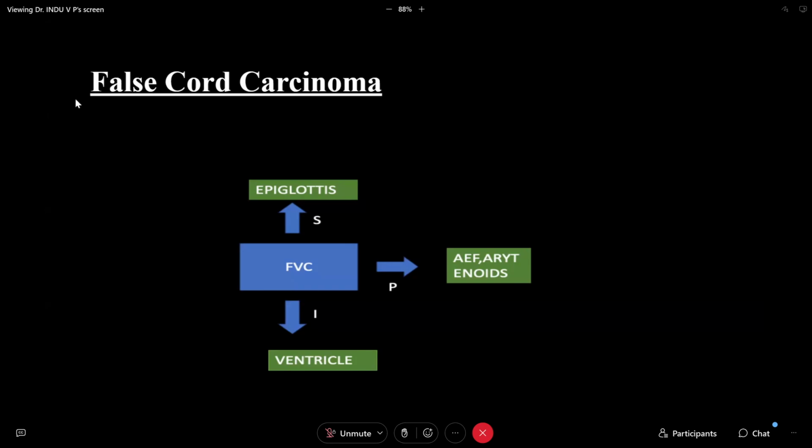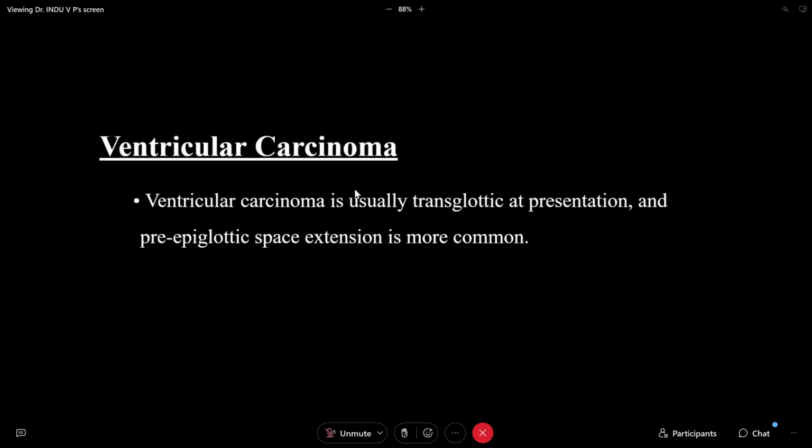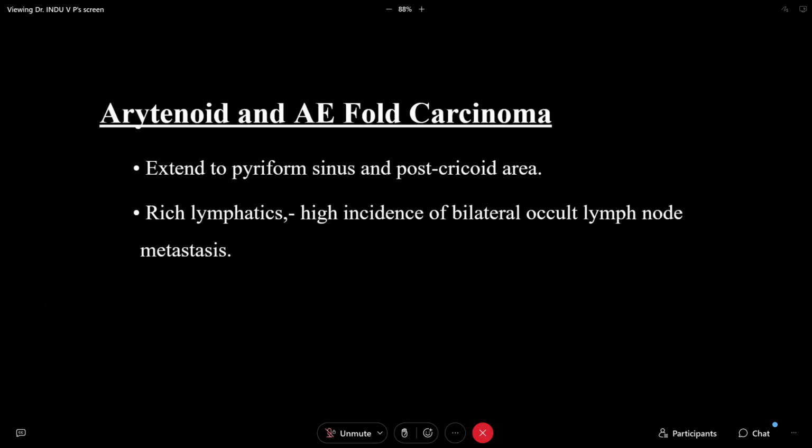The false cord carcinomas can superiorly extend into the epiglottis, inferiorly into the ventricle, and posteriorly into the aryepiglottic fold and arytenoid. The involvement of aryepiglottic fold and arytenoid can lead to subsequent involvement of hypopharynx. Ventricular carcinomas usually present as transglottic at presentation, and there is more chance for pre-epiglottic space involvement. As I already told, arytenoid and aryepiglottic fold carcinomas extend into the piriform and postcricoid area, and it has abundant lymphatics, resulting in lymph node metastasis.